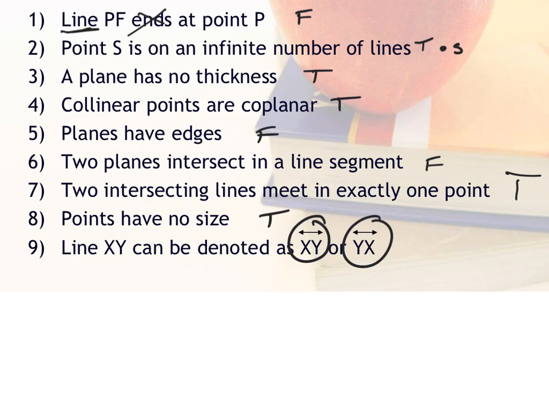Which one cannot be written either way? A ray. A ray's got to have a certain place that starts, like the sun. The rays do not go from the earth and hit the sun. It's vice versa.